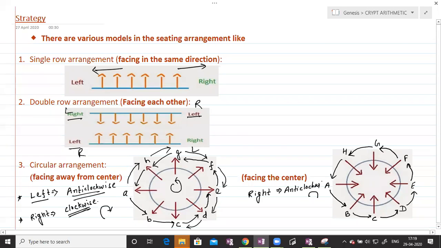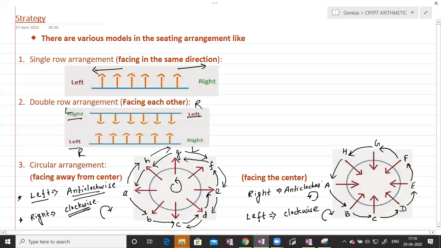It means this way, right? Anti-clockwise. And the left, if facing the center, left means what? Clockwise. You can check it if you want. Clockwise, right? It means, look at this.